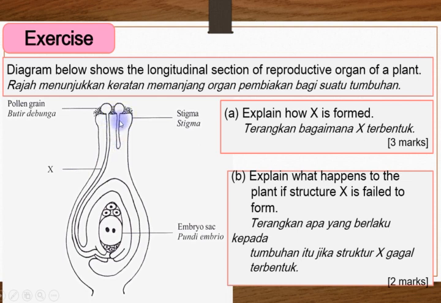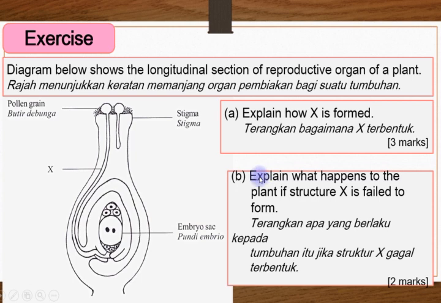Ini adalah pollen tube. So the process that occurs here involves the formation of the pollen tube. Right? So the pollen tube is developed here. Yes, the pollen grain germinates and forms the pollen tube. Okay, so that was question A. Explain how X is formed, or explain how the pollen tube is formed.